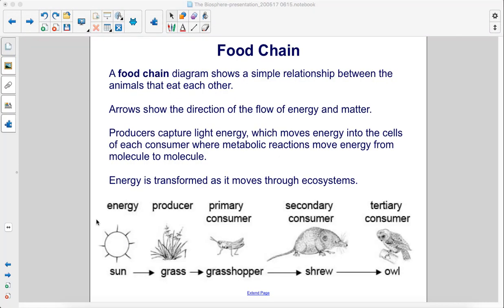A food chain diagram shows a simple relationship between the animals that eat each other. Arrows show the direction of the flow of energy and matter. Producers capture light energy, which moves energy into the cells of each consumer, where metabolic reactions move energy from molecule to molecule. Energy is transformed as it moves through ecosystems.